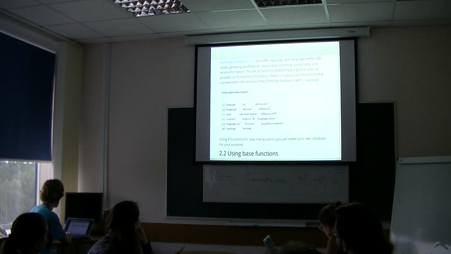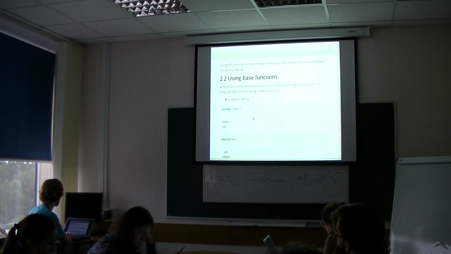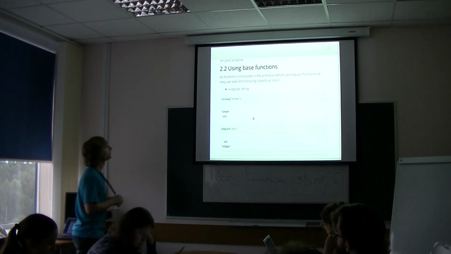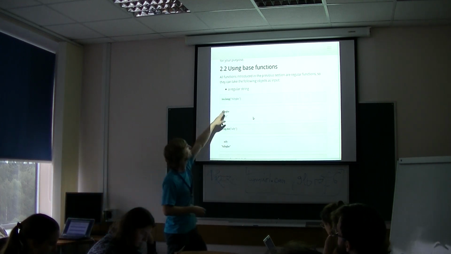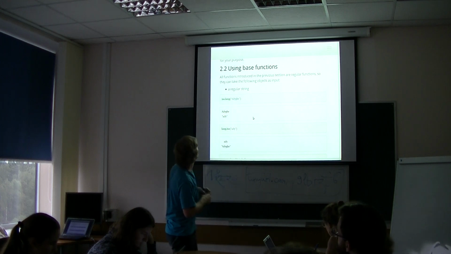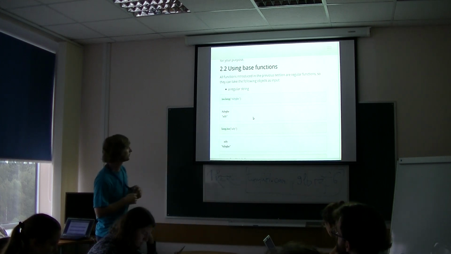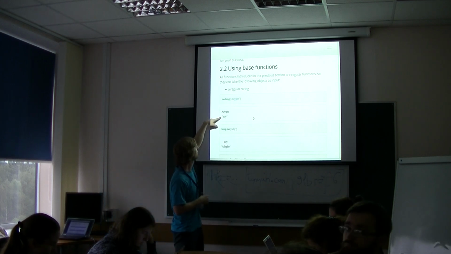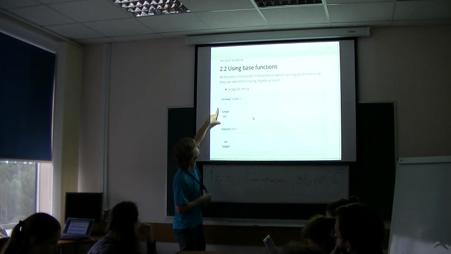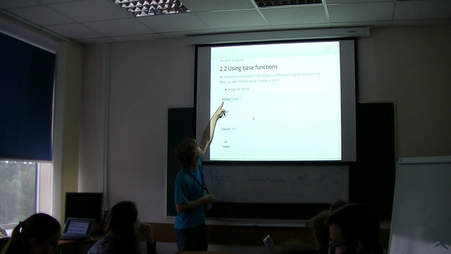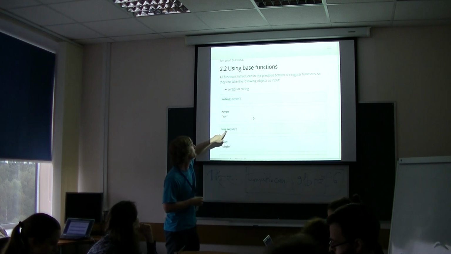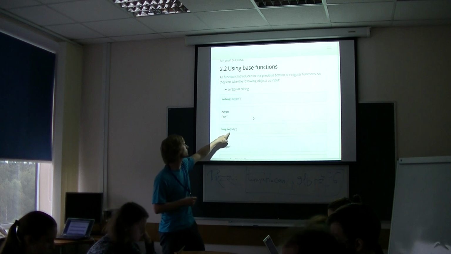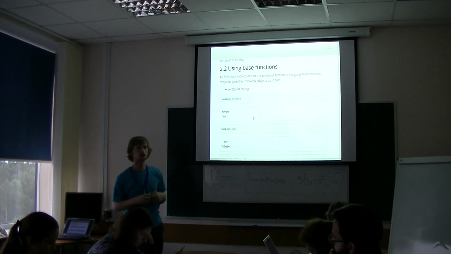Okay, so how to use these base functions? First you could use a regular string: you put the parentheses and then the name of the language, and then you get the result. It could be used in the reverse way, so iso.lang gives me the ISO code, and lang.iso gives me the language with this ISO code.